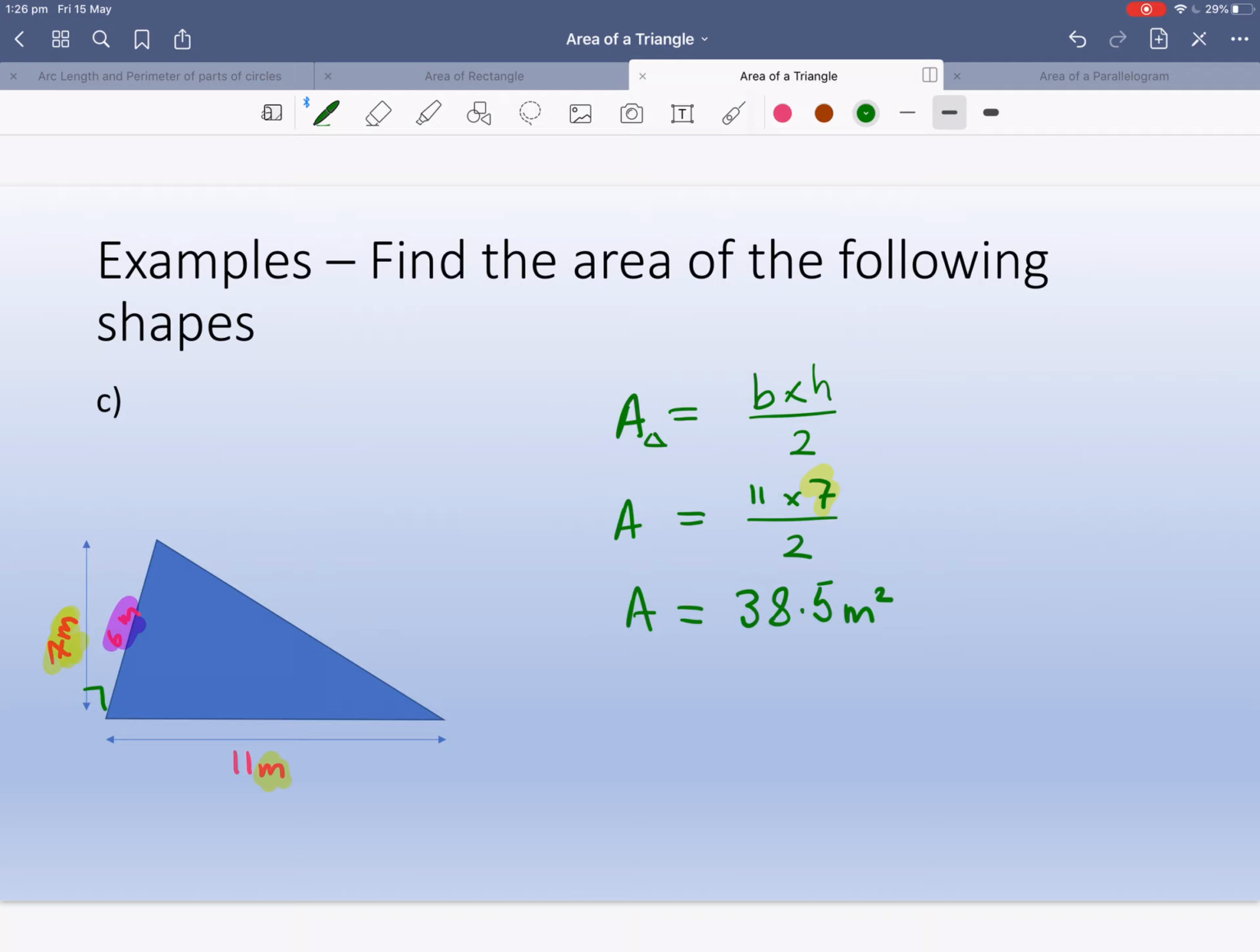And that's it. So remember, a triangle is half a rectangle.